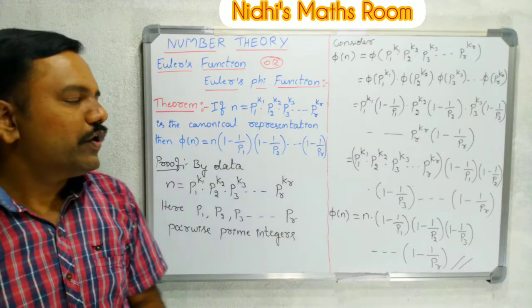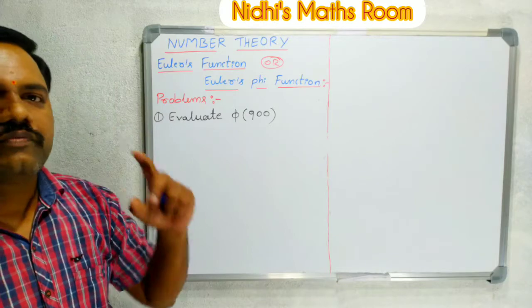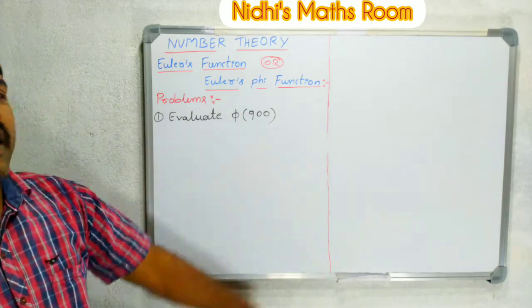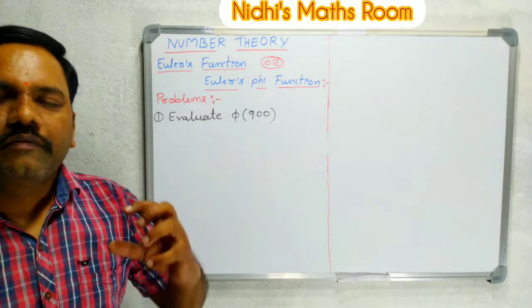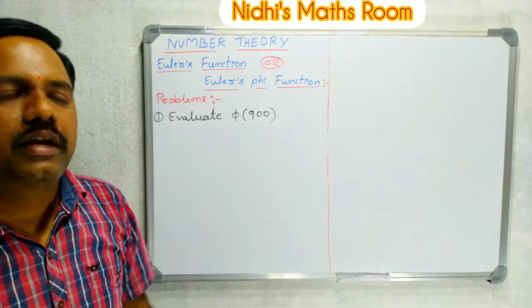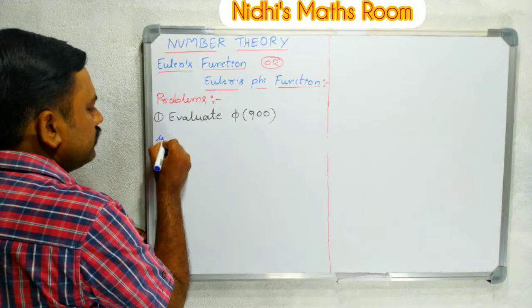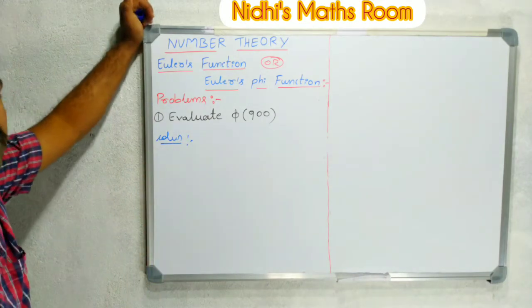Is it clear? Okay. Okay students, the problems on this Euler's function is, first one, evaluate phi of 900. That means you have to find the number of integers which are relatively prime to 900 and less than 900. So the solution to this problem having two types.